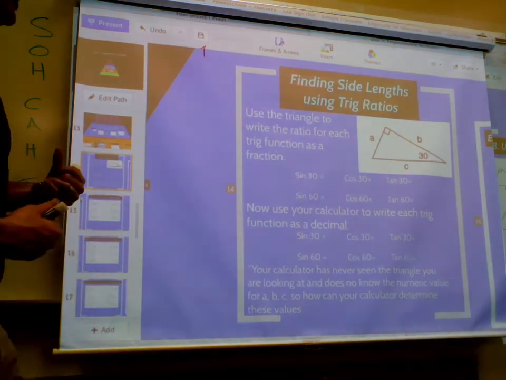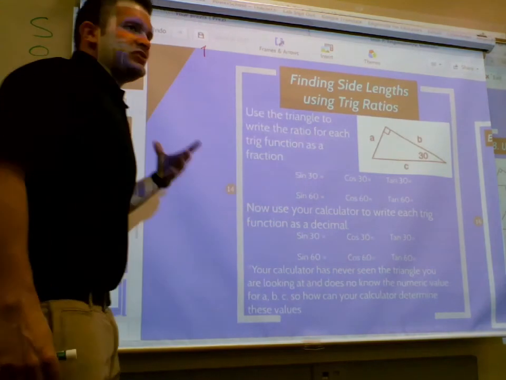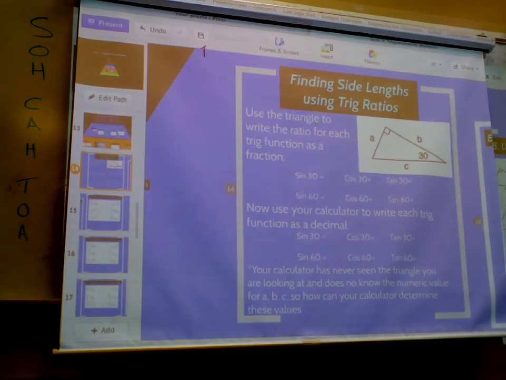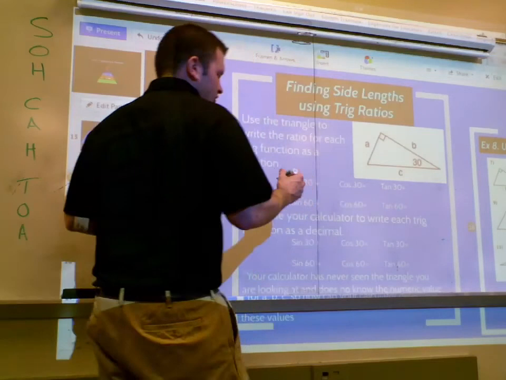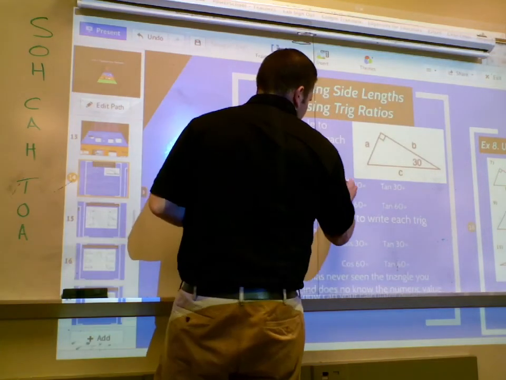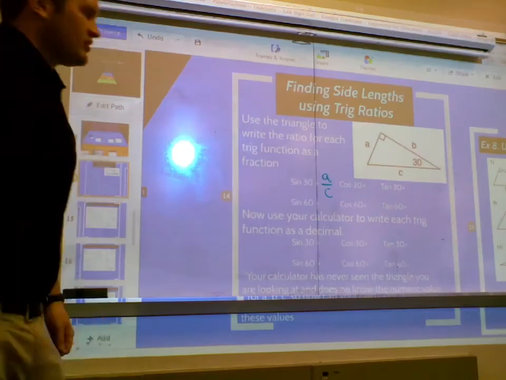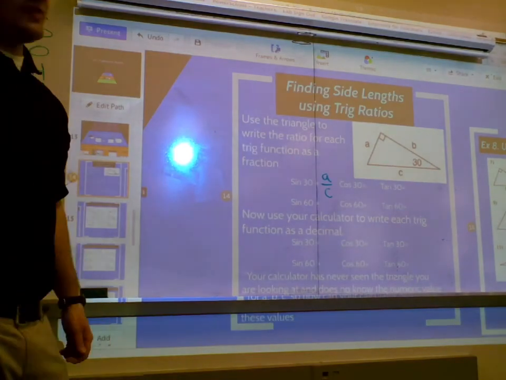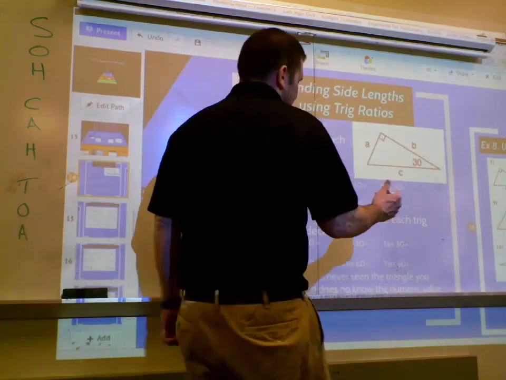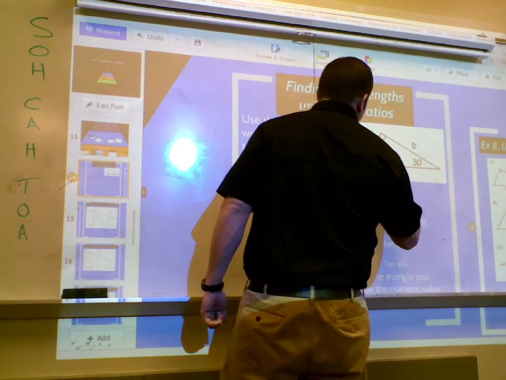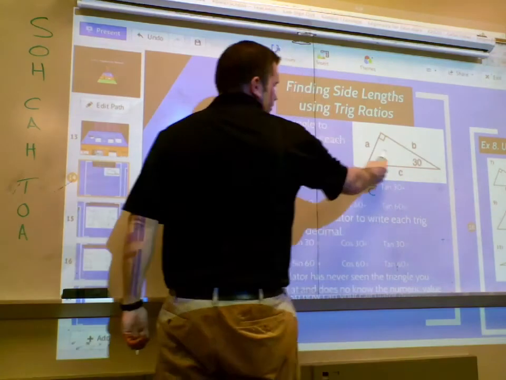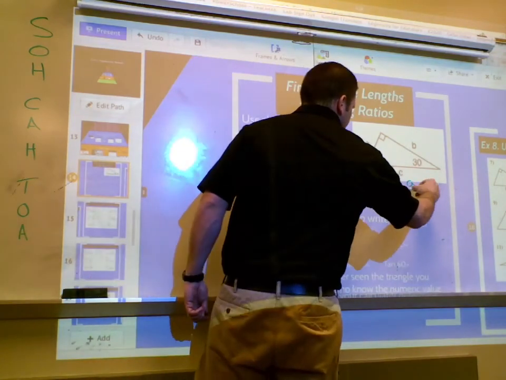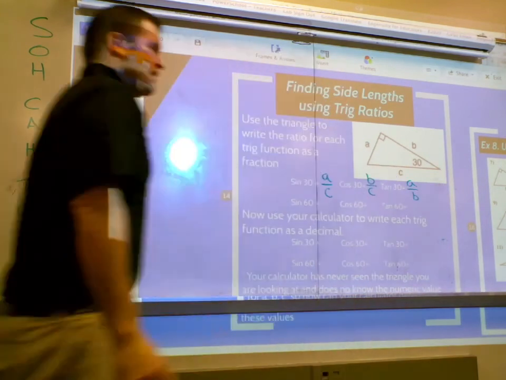The trig functions. So sine 30. Sine is opposite over hypotenuse. So what's opposite 30? A. What's the hypotenuse? C. So this is A over C, right? What's cosine 30? Good. And tangent of 30? Opposite and adjacent. So what's opposite? A over B, it would be. Good. Does that make sense, guys?